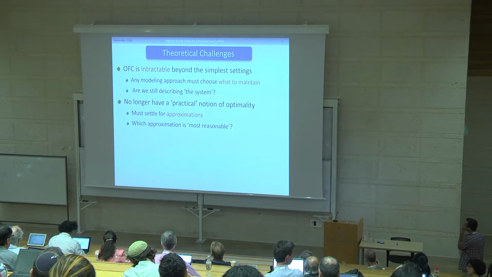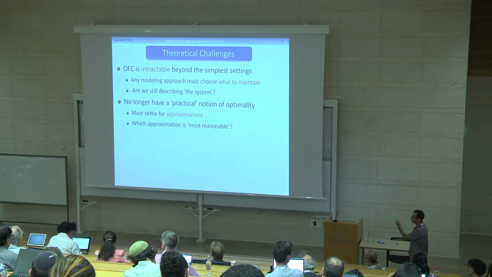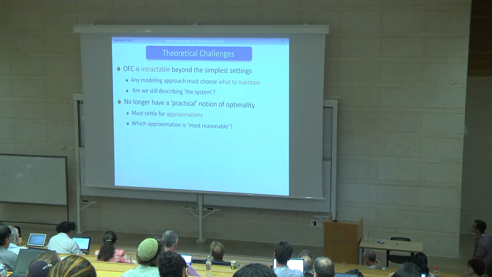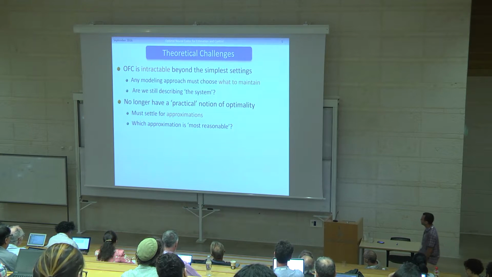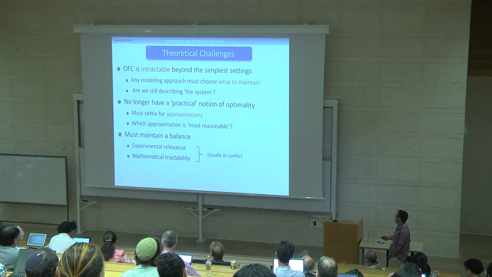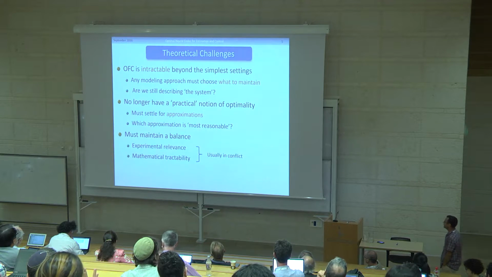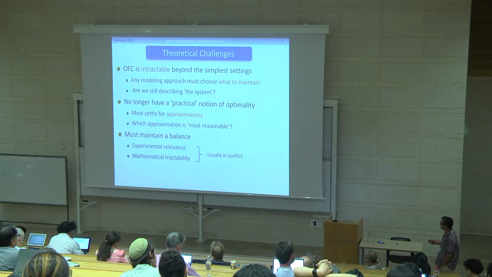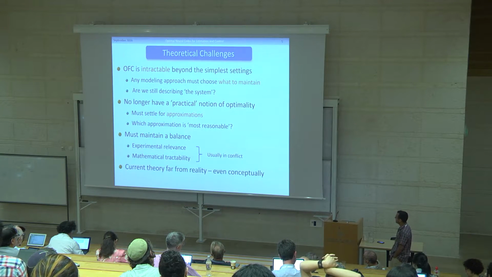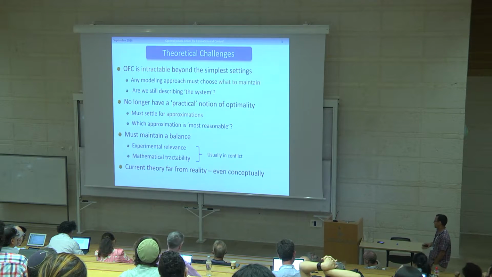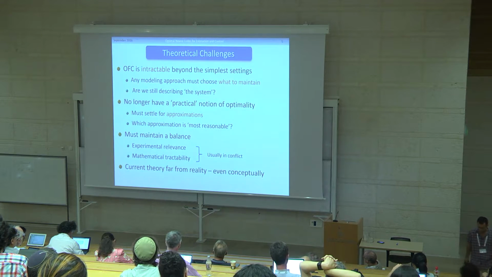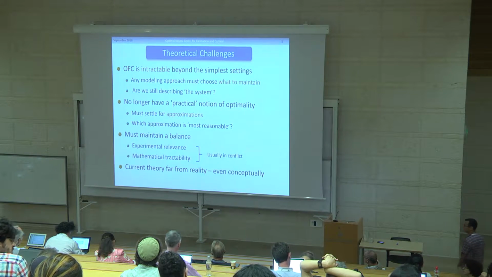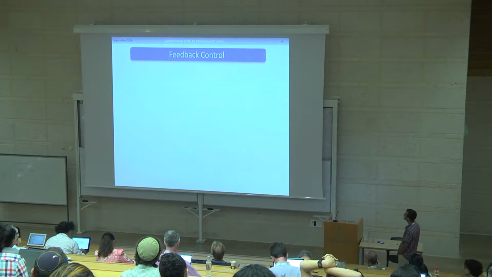Moreover, we no longer really have a practical notion of optimality because problems are immediately becoming intractable. We have to settle for approximations, and then there is the obvious question of which approximation is most reasonable. And as everyone here who's trying to model any kind of system knows, there is this balance one needs to maintain, which are usually in conflict, between the experimental relevance and the mathematical tractability. I should say at the outset that the current theory, as I envisaged it in control theory, is still far away from the kind of biological reality that one would like to describe, even conceptually.